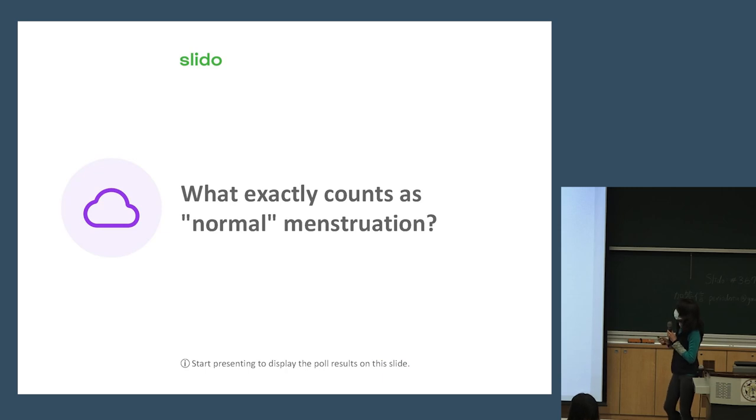So since we know that it's a menstrual cycle, cycle means it has to go through a repetitive event. I would like you to scan this QR code and type in your own answer to answer what exactly counts as normal menstruation. 正常的月经是什么? Okay. 什么叫正常? What is normal? You have about 2 minutes to type in your answer.